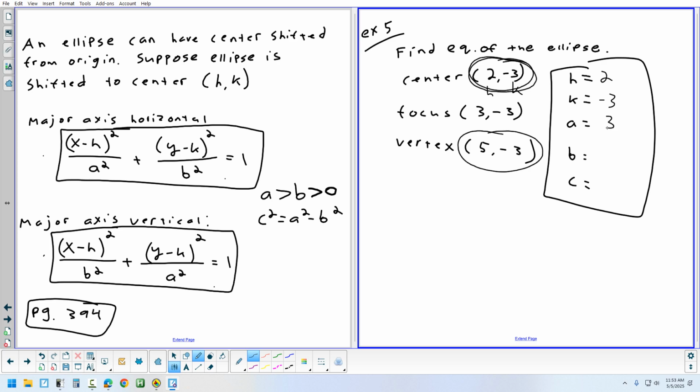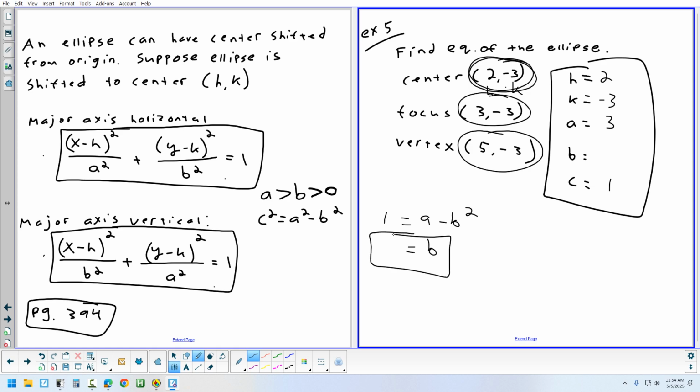And you're only going to have enough information for one more letter. You're going to find the third one indirectly. What's the other letter we can find? C. C is the distance between the center and the focus. What's the distance between the center and the focus? 1. And to find B, we're going to use the formula C squared equals A squared minus B squared.